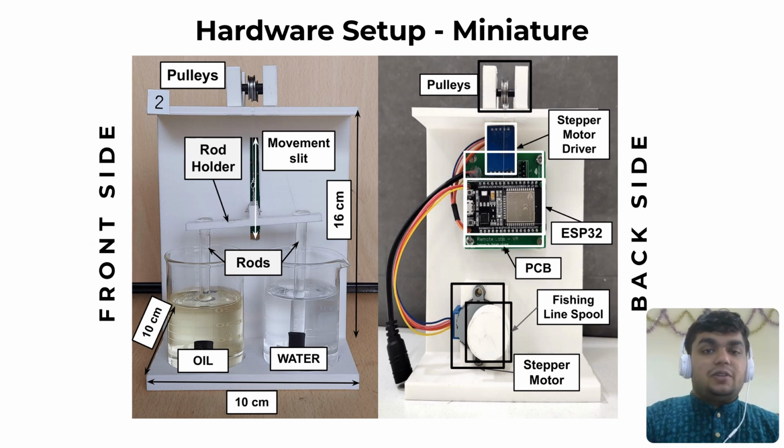The miniature setup uses a single motor controlled by an ESP32 to move the rods up and down. The beakers are also smaller, both 50 ml capacity, and use the same oil and water as before. Since it uses a single motor, a rod holder can be used to balance the rods and hold them in place. The movement slit ensures that the rod holder does not wobble.